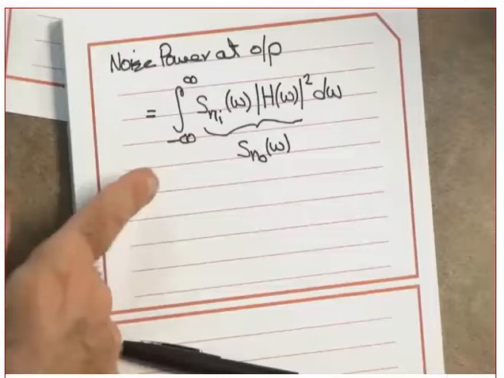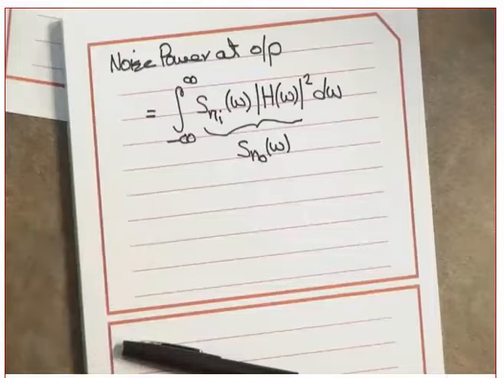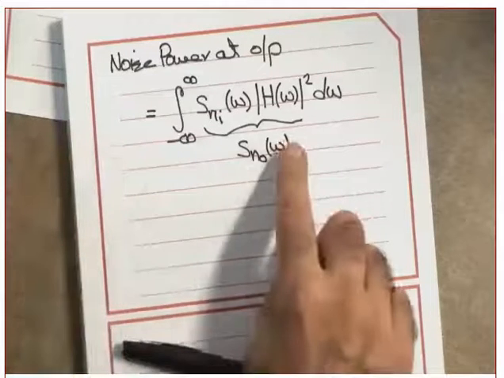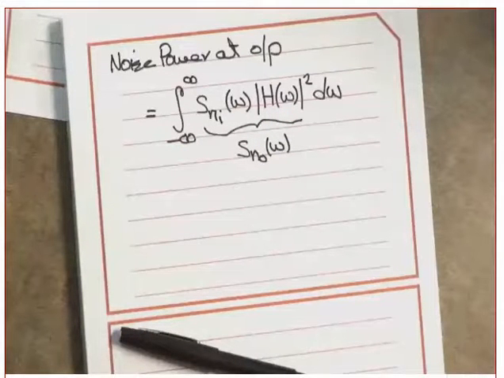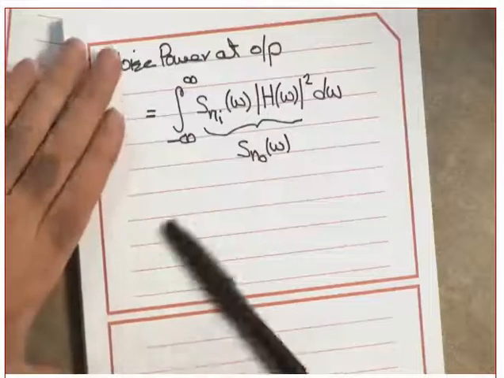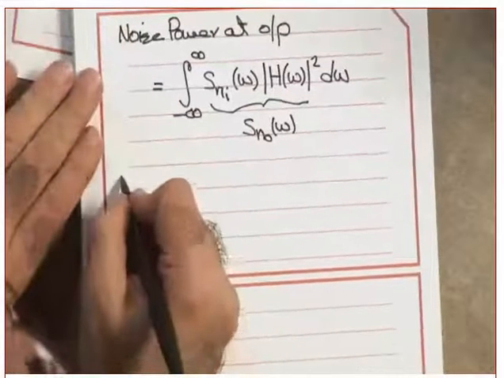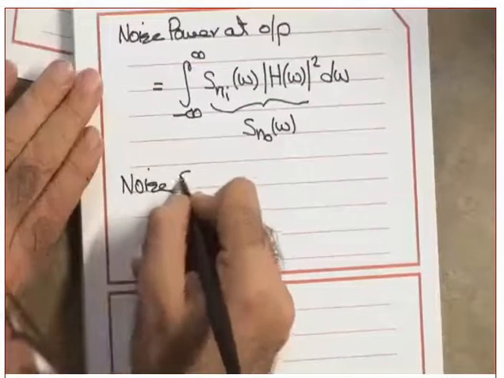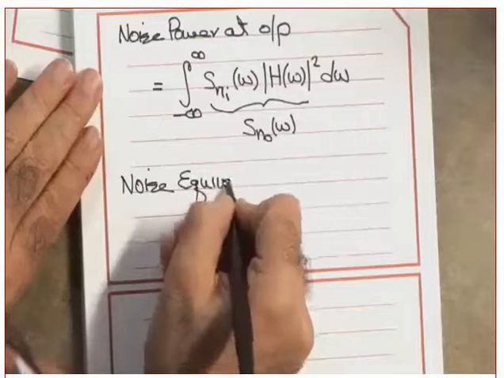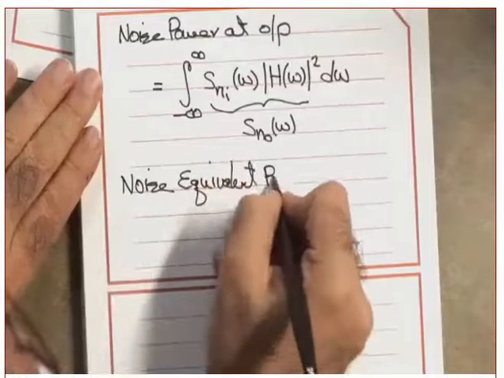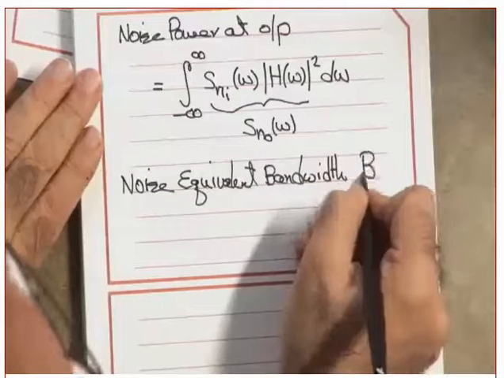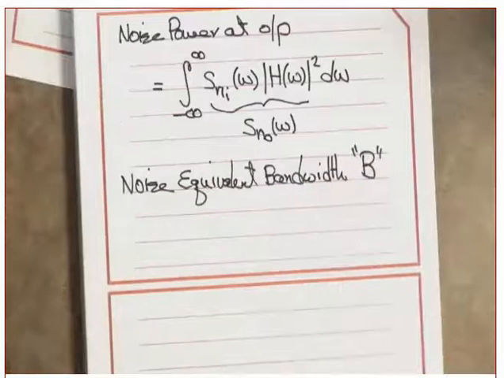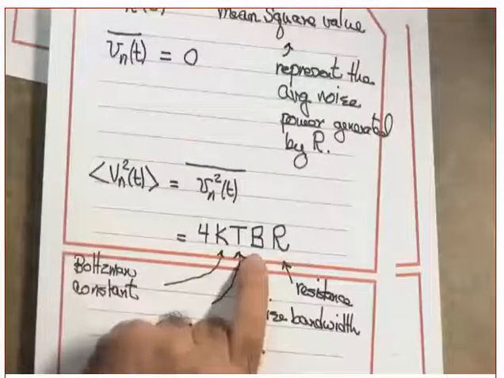Yes or no? Question. Why did I integrate from minus infinity to infinity? Because I'm assuming that H of omega extends from minus infinity to infinity. That will lead me to what is known as the noise equivalent bandwidth, B. This B is this B in this equation. Which equation? This equation. Did you get this or not?